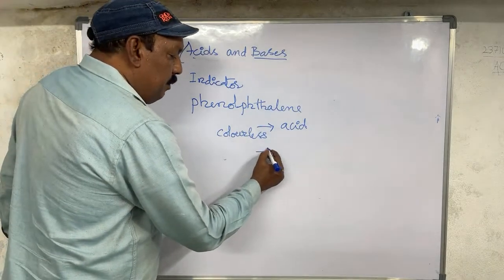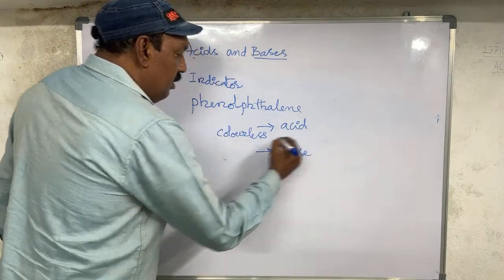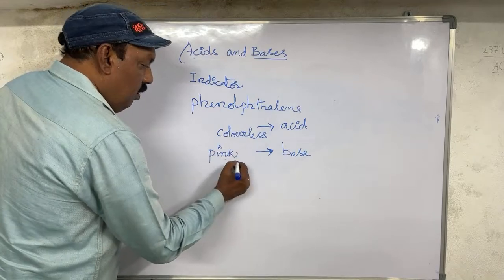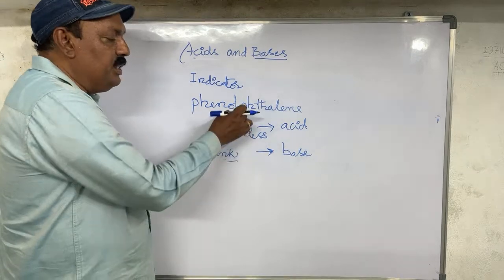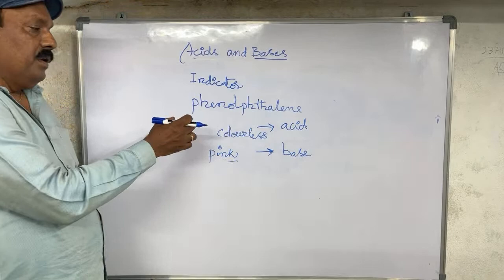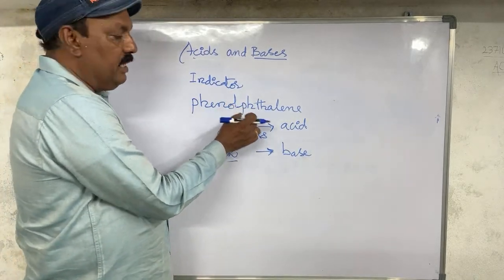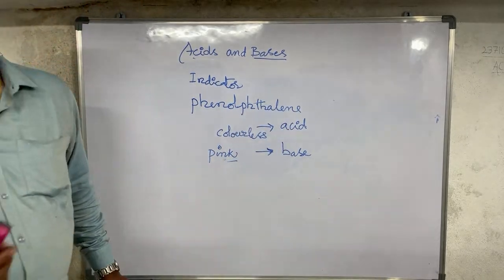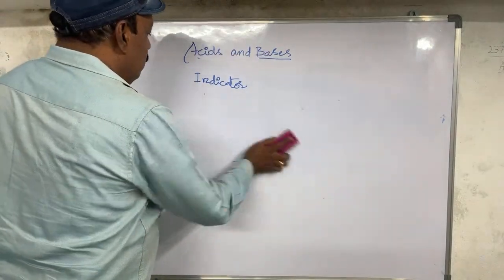But when this phenolphthalein is added to base, you are getting pink color. So the pink color you got with the help of the indicator phenolphthalein, that is the base. And the colorless liquid you got with the help of the phenolphthalein indicator, that is acid. One more indicator I am going to give you.